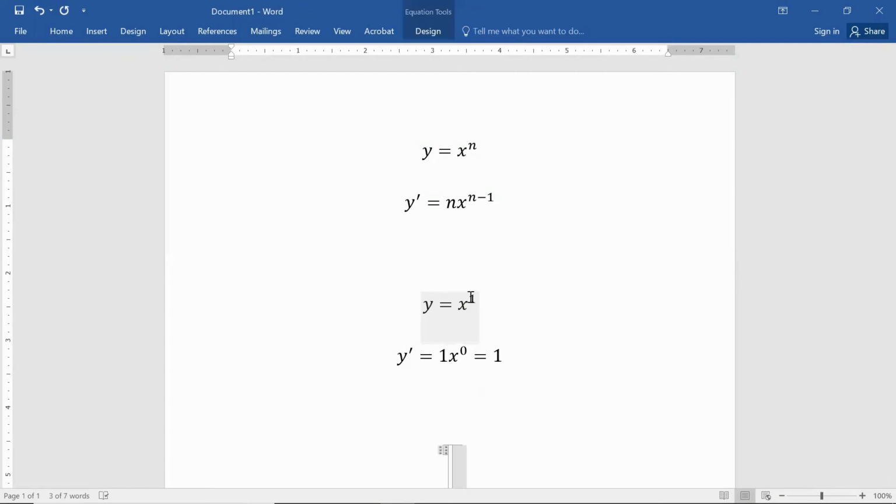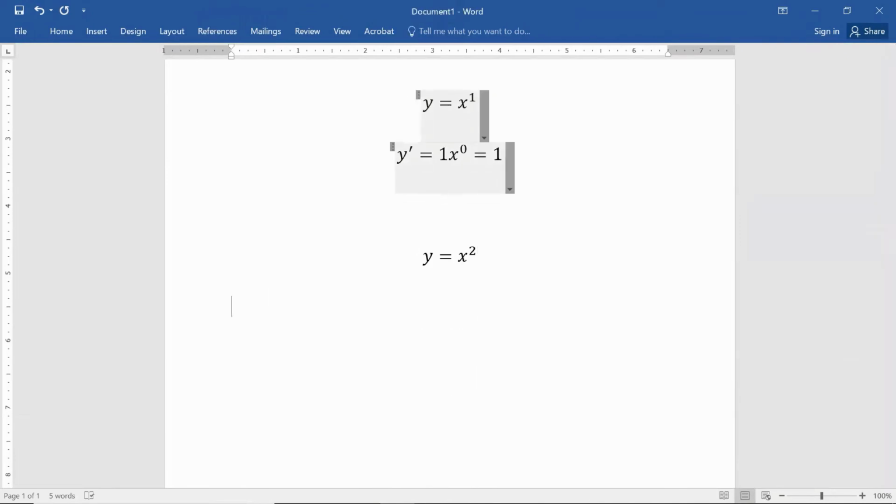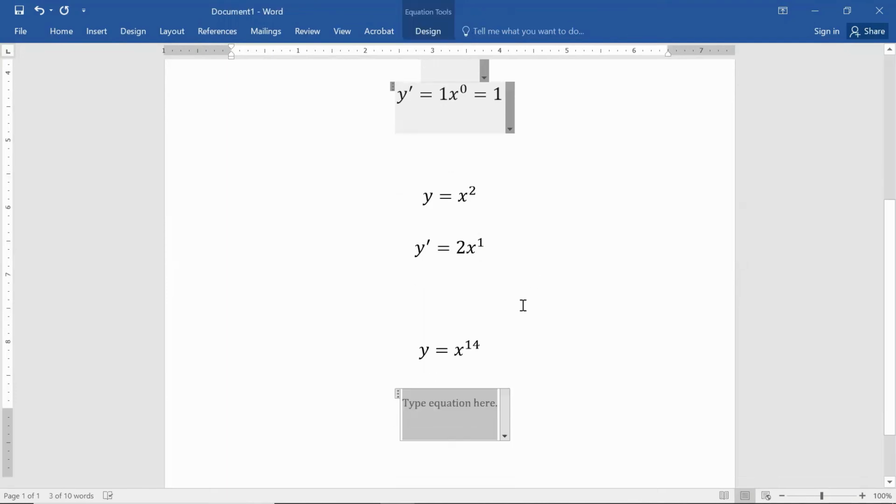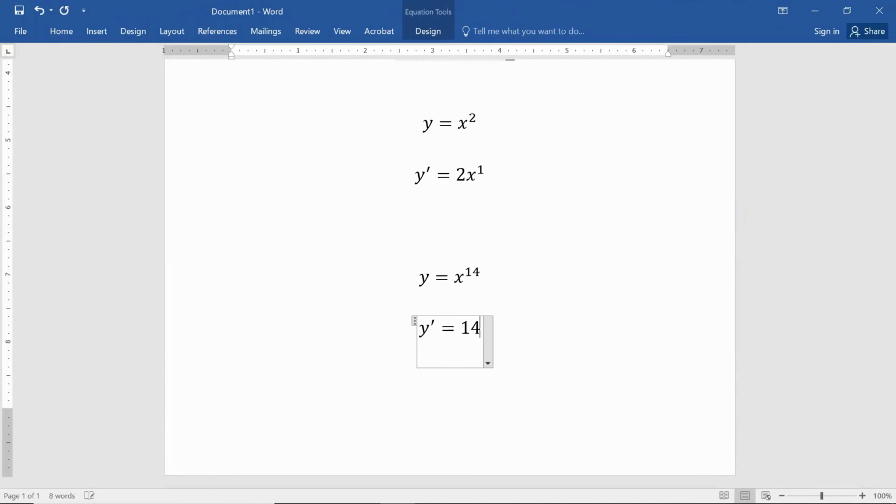Now think about what that would mean if we had y equals x squared. The power rule would imply that y prime is equal to, we take this exponent of 2, we bring it out front, and then my new exponent is going to be 1 less than 2, or just, in this case, 1. And you can do this over and over again. If y equals x to the 14th, the y prime would be equal to 14x to the 13th power. So the 14 comes out front, and then x gets raised to a 1 less power.